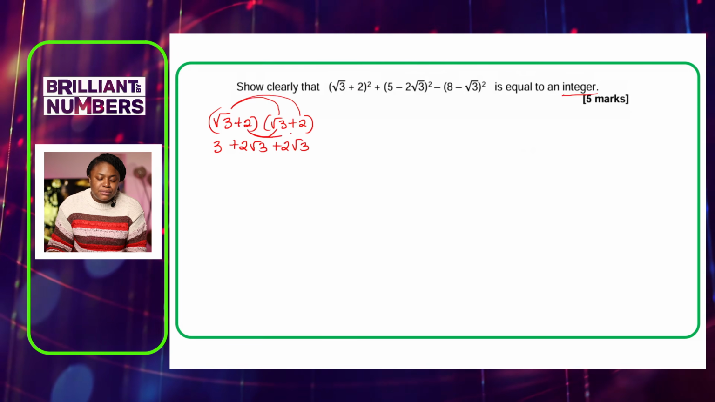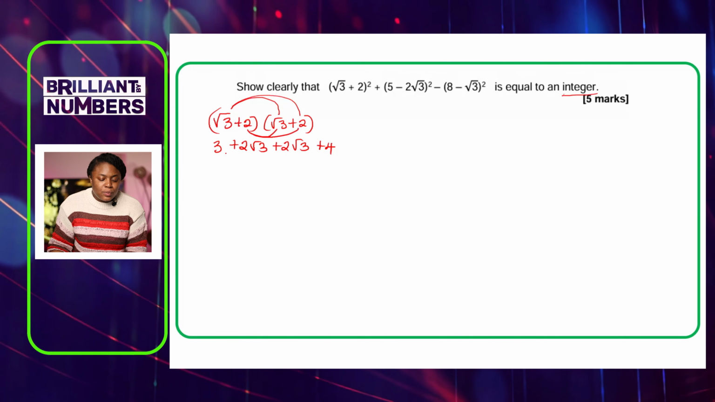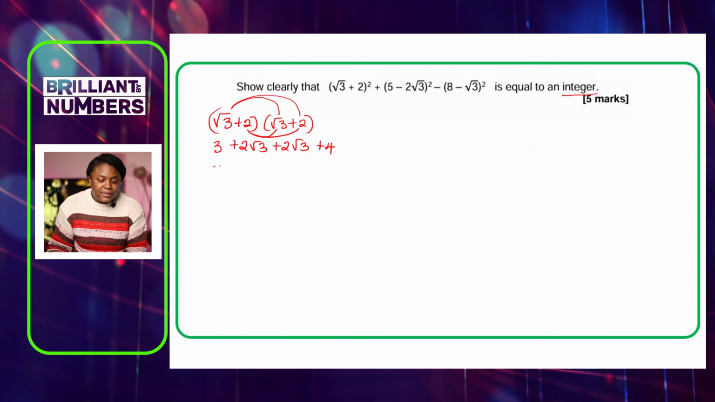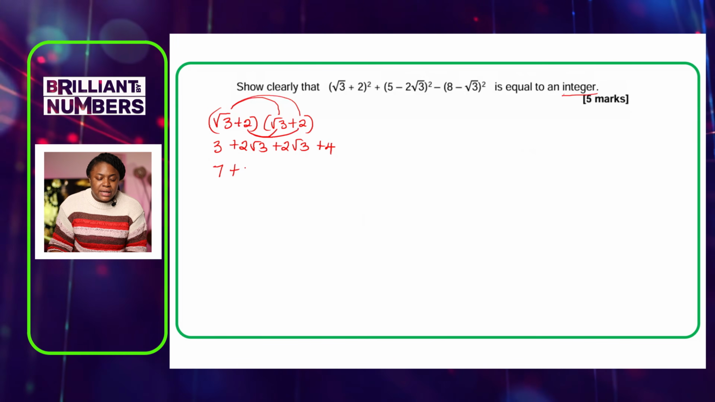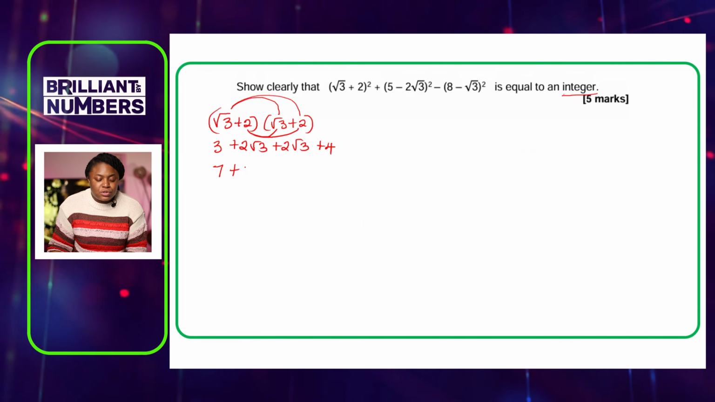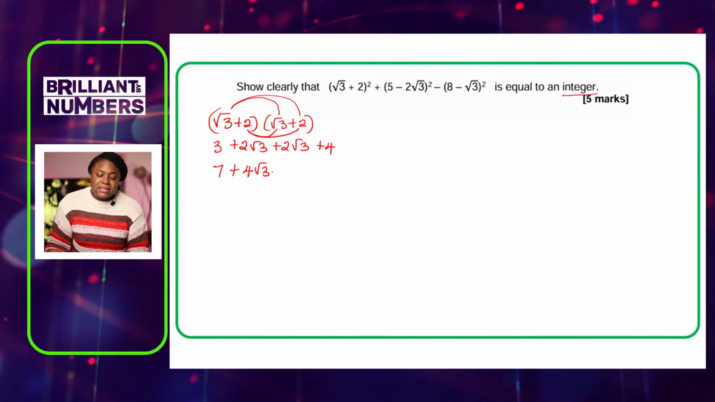And then 2 times 2 is 4. Let's just simplify that bit. So 3 plus 4 is 7. And then 2 root 3 plus 2 root 3 is 4 root 3. So that part is simplified.